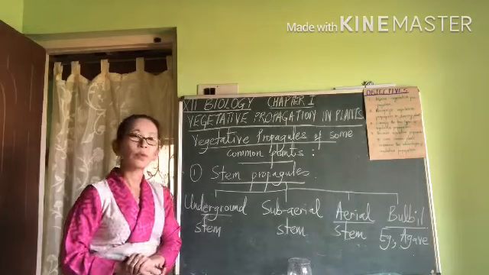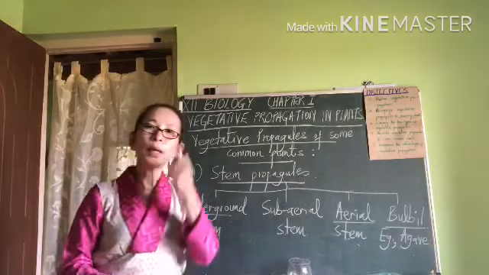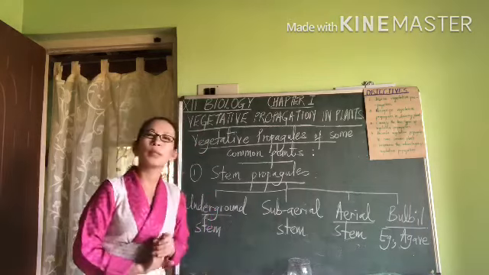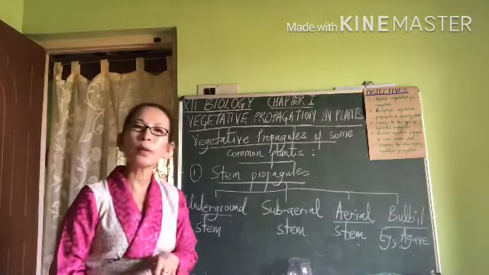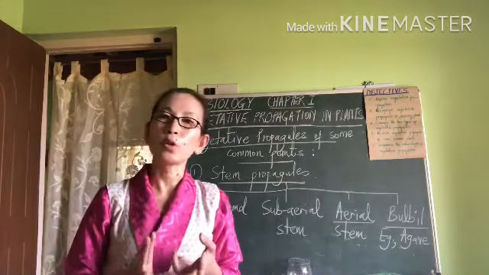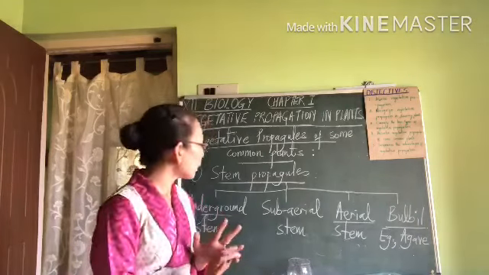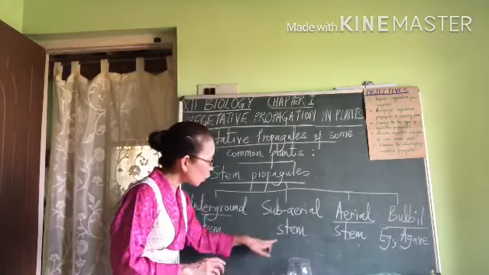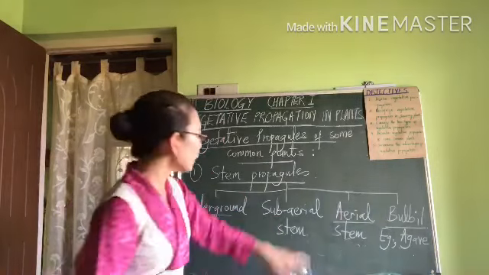Then we also have subaerial stems, which can be even used as vegetative propagules. And for subaerial stems we have different types as well, like we have the runners, we have the stolon, we have the... what was that? The third one, runner, stolon, and offset, right?